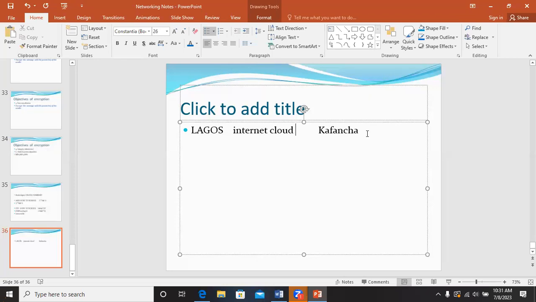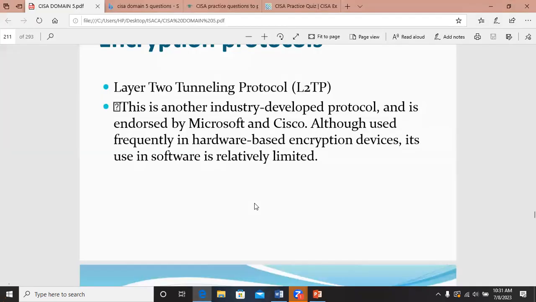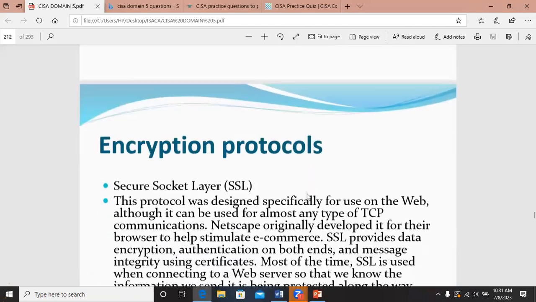And that's what made VPN relatively affordable, because it leverages the internet, which is relatively cheap now. So it creates a tunnel linking Lagos and Kafanchan together. What goes on inside that tunnel, the rest of the internet world is cut off from it. That is what tunneling protocols do. Basically, they are made up of encryption technologies.